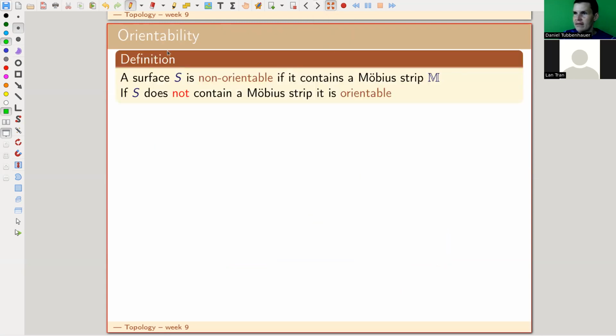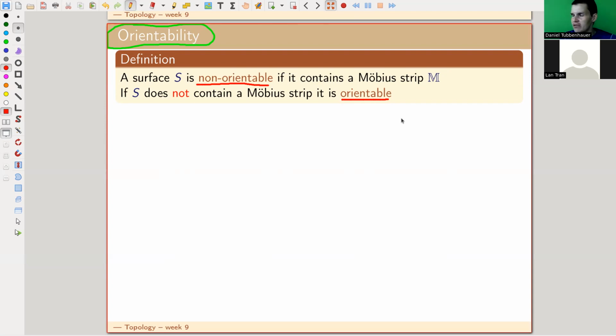Okay, and the notion we need is this notion of orientability. The surface is non-orientable if it contains a Mobius strip. If it does not contain a Mobius strip, it's orientable. It's a really strange definition, but it will turn out to be a really good definition, which is really not clear right now. So right now, you should wonder a little bit, how on earth do I even check whether a surface contains a Mobius strip or not, or what does that mean?